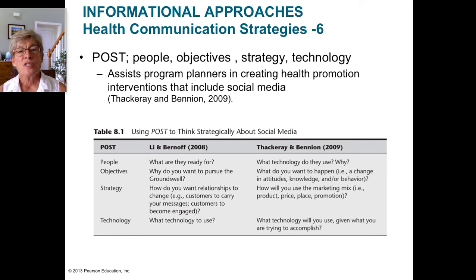So when we think strategically about social media, your textbook provides Table 8.1, which presents the POST model, or People, Objectives, Strategy, and Technology, which helps planners in creating health promotion interventions that include social media. So it asks some particular questions by different researchers. What are they ready to do in terms of the people, and what technology do they use and why?